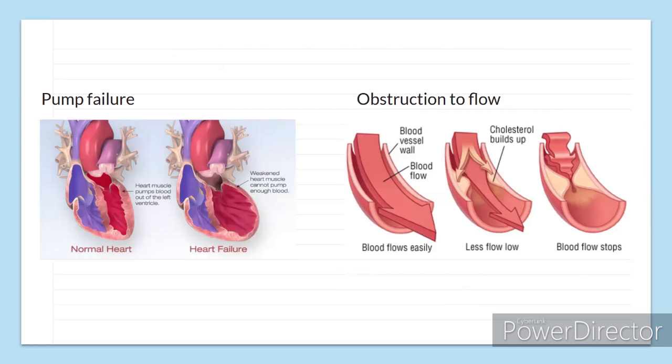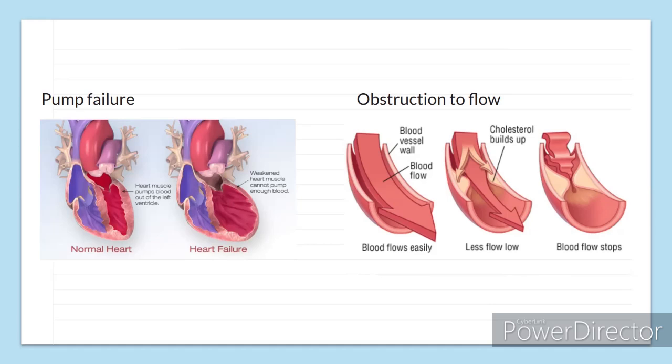And then this is a picture showing the normal heart compared to heart failure. And you can see in the normal heart, the heart muscle is able to effectively pump blood out of the left ventricle, but in the damaged heart, the heart muscle is weakened, which causes the heart to not be able to pump enough blood.